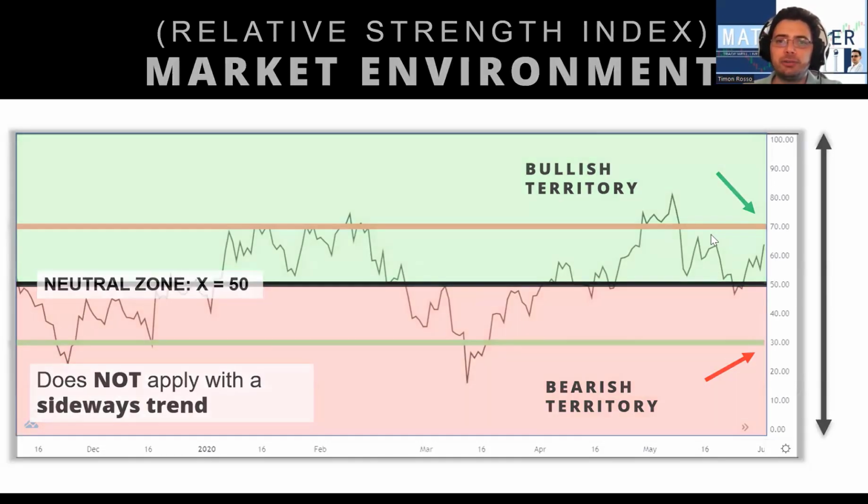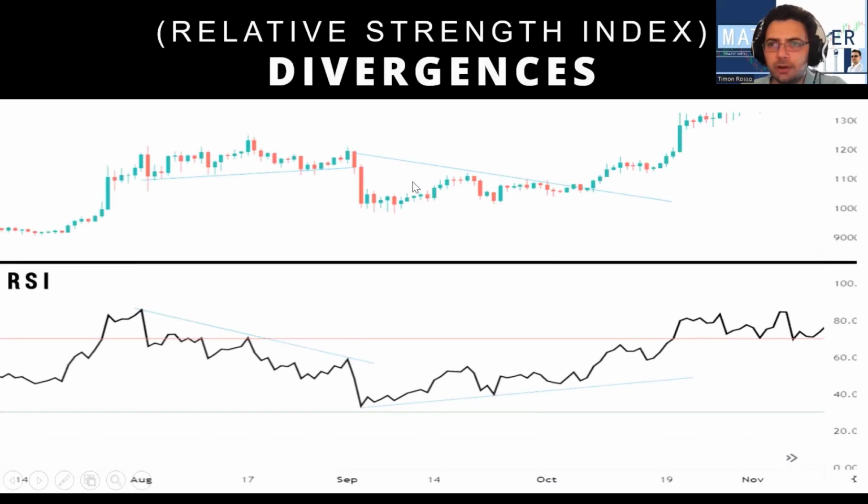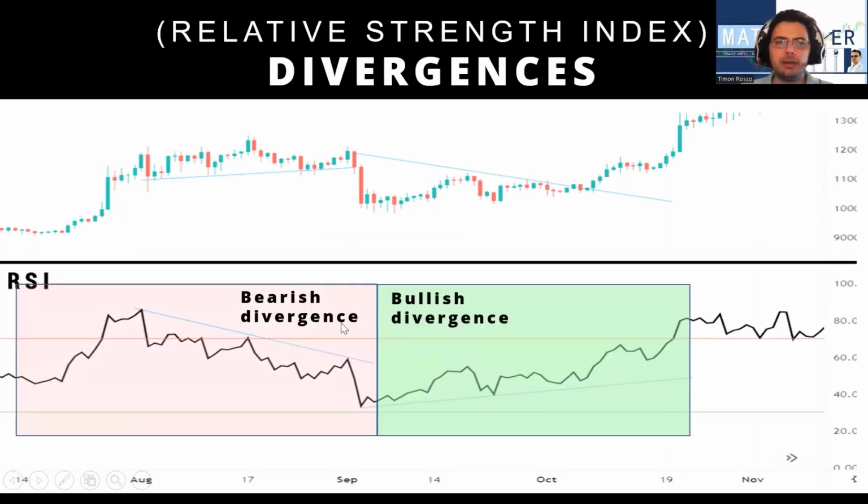So now let's talk about divergences, which is probably the most important element of the RSI when trading a market. The two divergences that we're talking about are a bearish divergence and a bullish divergence. So the first one, let's talk about a bearish divergence.